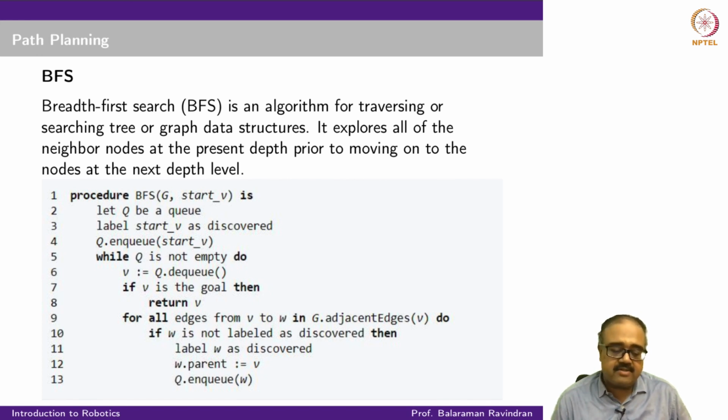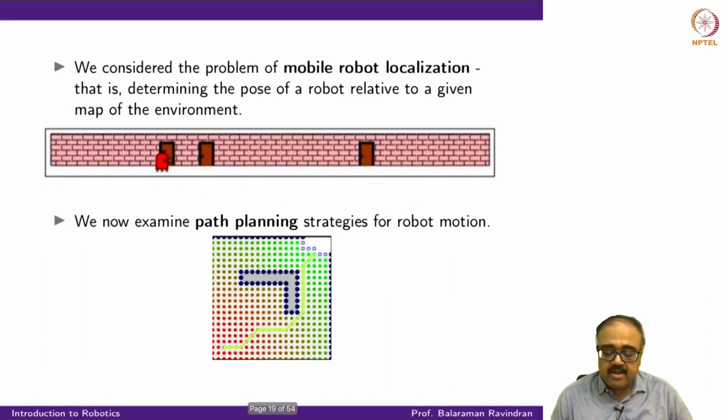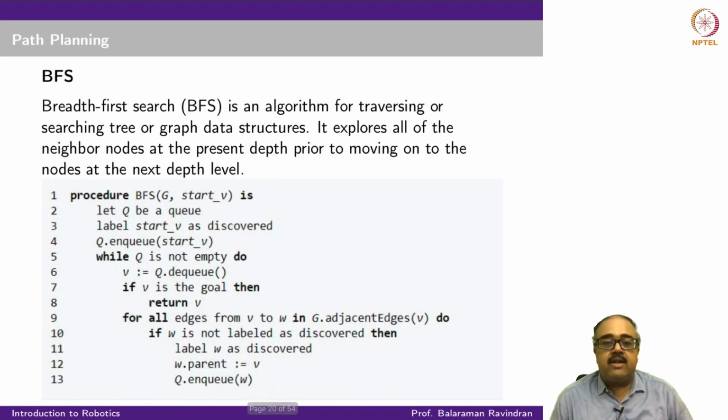That's what DQ means. It will take the first element, and if V is the goal, then say return, hey, I found the goal, right. But if V is not the goal, then we look at all edges that go out of V, right. So in this case it will be all the 8 neighbors for that node V, for all the edges that go out of V.